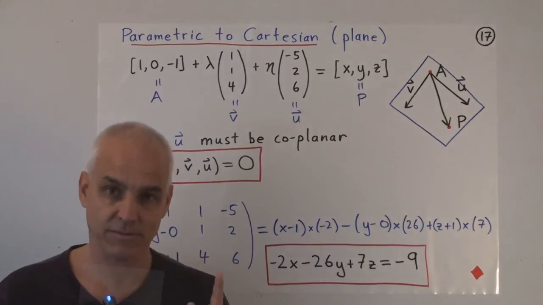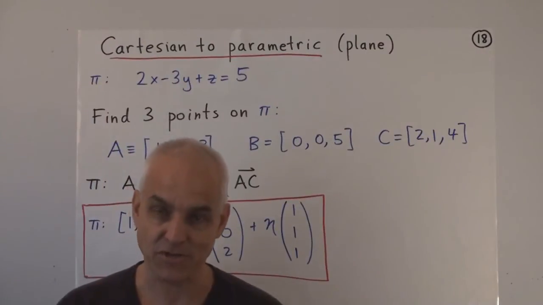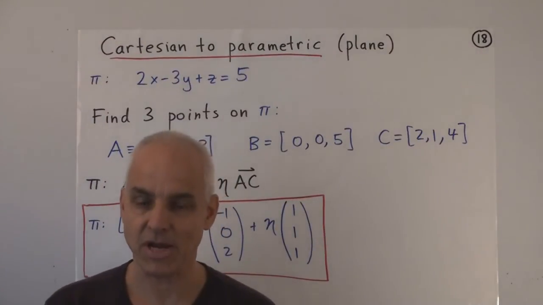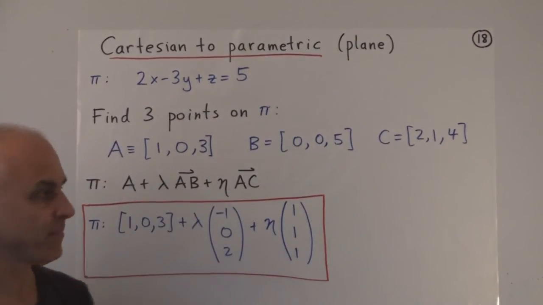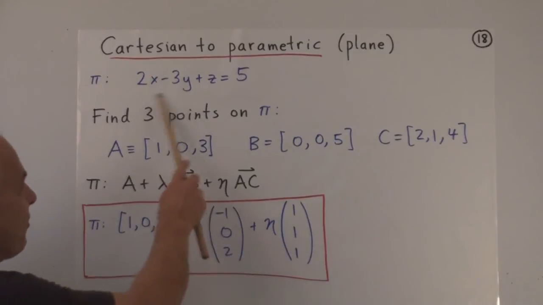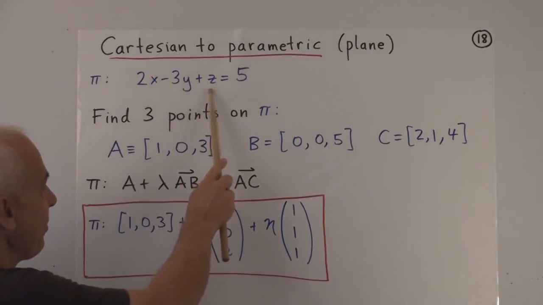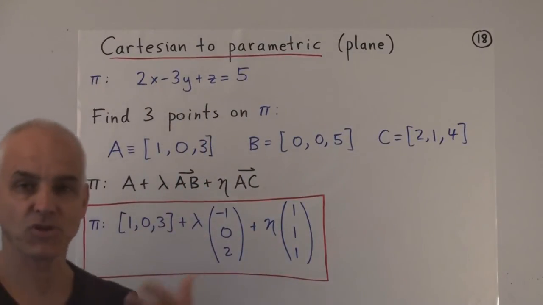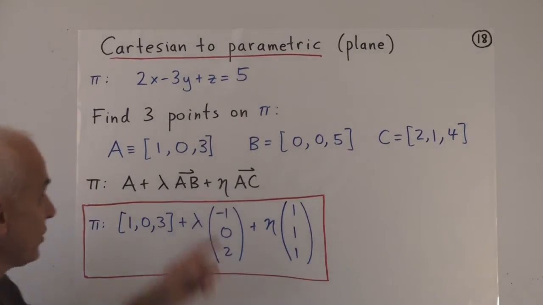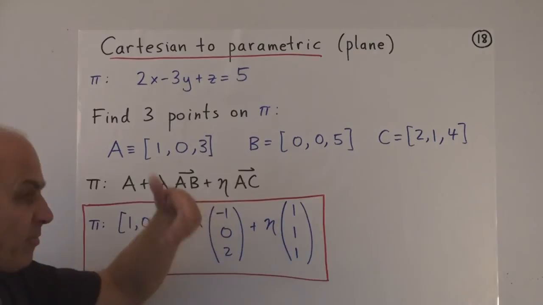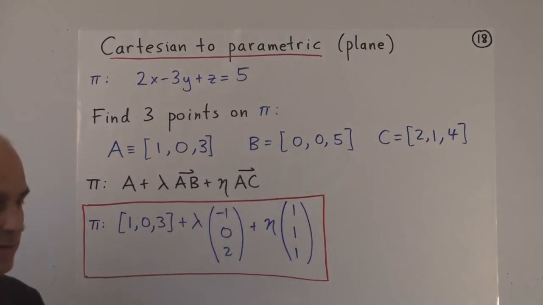Something to think about. Going from a Cartesian equation of a plane to a parametric equation is pretty simple. All we need is 3 points on the plane. So if there's our plane, 2x minus 3y plus z equals 5, we just have to cook up 3 points which lie on the plane, and it's easy to do that because we just let any two of these variables be anything we want and we solve for the third one.